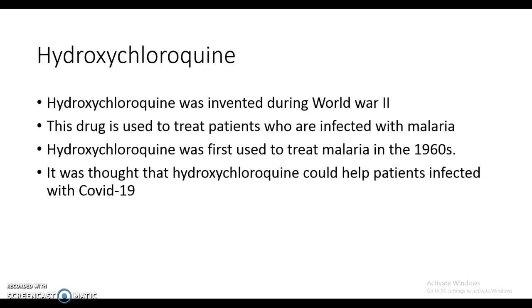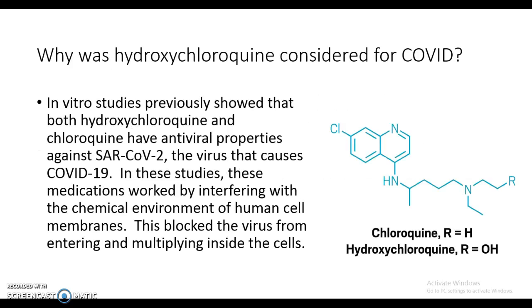Hydroxychloroquine. Hydroxychloroquine was invented during World War II. This drug is used to treat patients who are infected with malaria. Hydroxychloroquine was first used to treat malaria in the 1960s. It was thought that hydroxychloroquine could help patients infected with COVID-19.